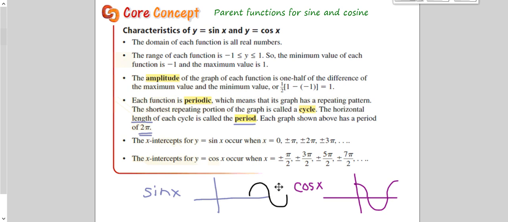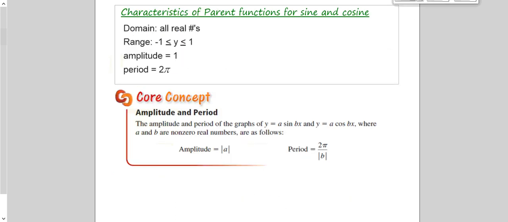Of course, you can make them match up. But I didn't show you that yet, that they match up. We'll talk more about that later.